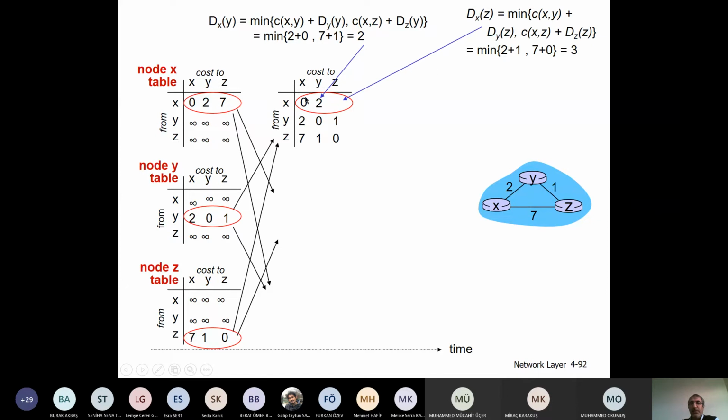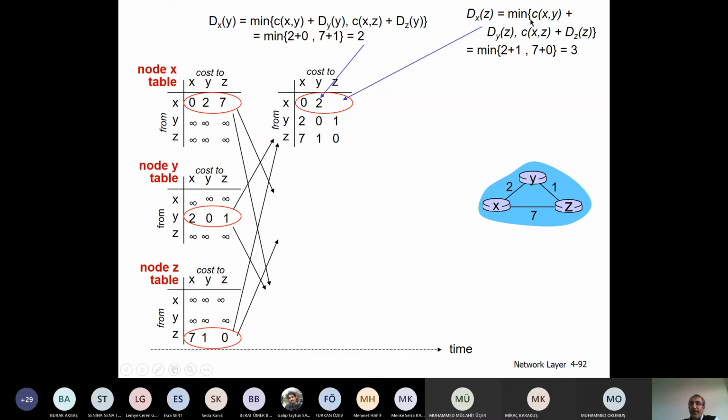which is dx of z. DV estimates from x to z is equal to xy, the cost from x to y, plus the cost from y to z. X to y, y to z. So there are two paths, right? In this case, one is the direct path, x and z. The other one is through the y. So this is through the y, and this is the direct path, which is the cost of x to z plus z to z.